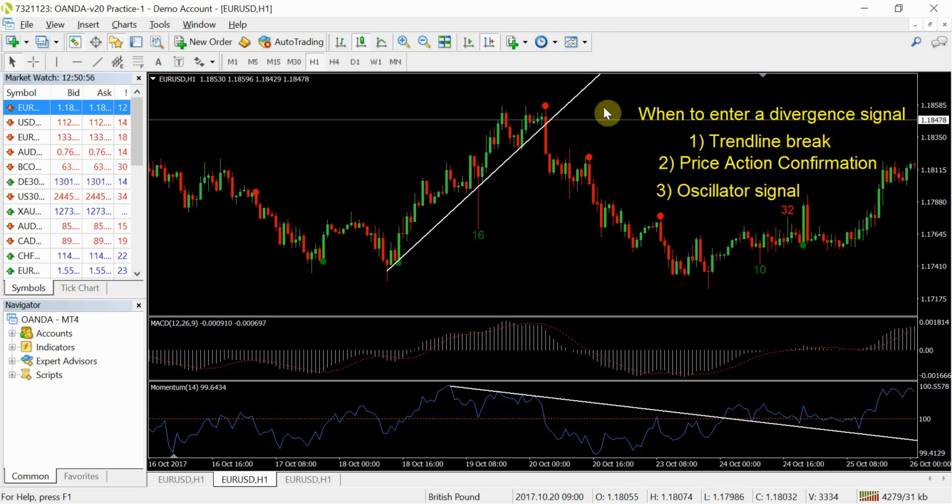This one here is a pretty good example. When you start looking at divergences and you see trend lines, they're not as clean as this one, so that's why I tend not to use a trend line break. But if there is a clear trend and you see divergence, by all means, make sure you draw it. The second one is a price action confirmation.